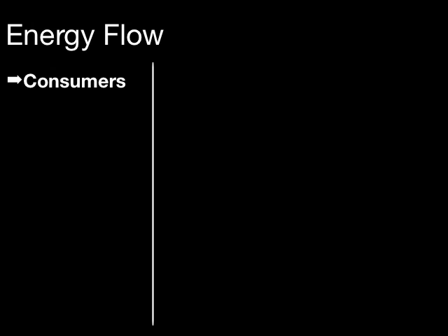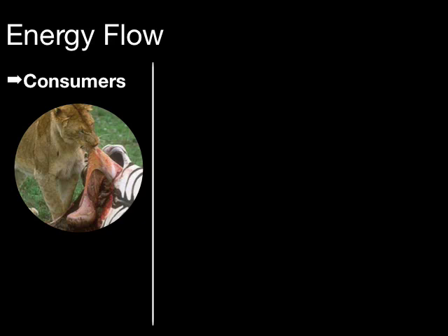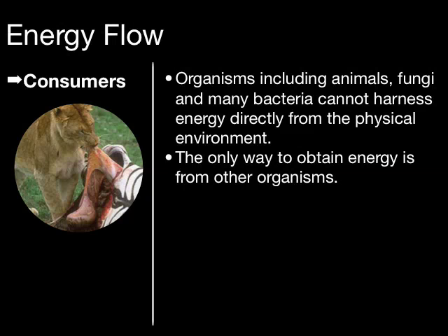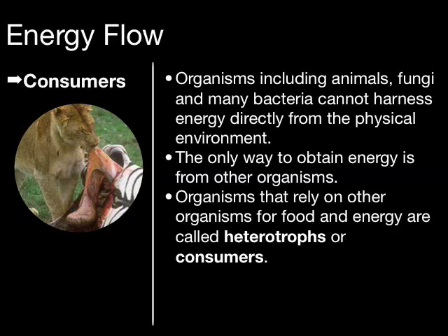So now it's time for us to talk a little bit about consumers. Some examples of consumers are organisms like animals, fungi, and many different types of bacteria. These are organisms that cannot harness energy directly from their physical environment. We can't get energy from sunlight. We don't get energy from inorganic chemicals that we absorb through our skin. The only way for consumers to get energy is from other organisms. Organisms that rely on other organisms for food and energy are called heterotrophs, or consumers.